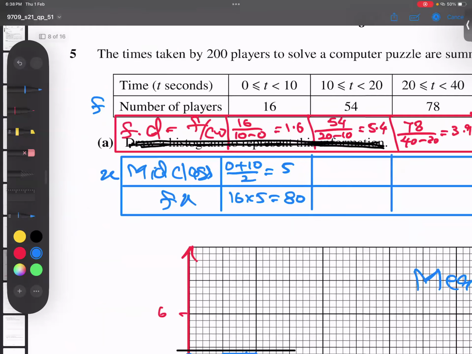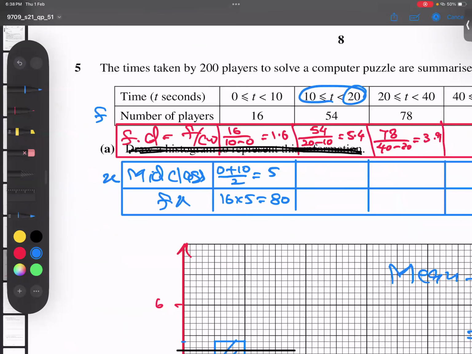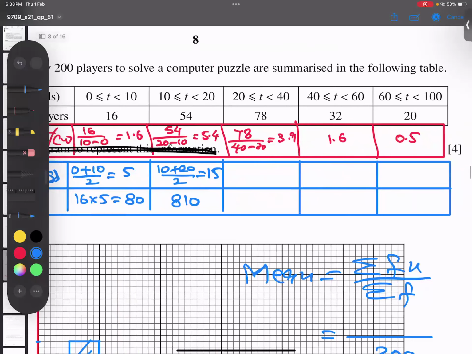Okay, so this is done. And now same story here. 10 plus 20 divided by 2, and now you know it very well. It becomes 15. 15 times 54 comes to 810. I'm saving my time now, I'm not showing each working. Now this is coming directly, 30 plus 50 divided by 2.